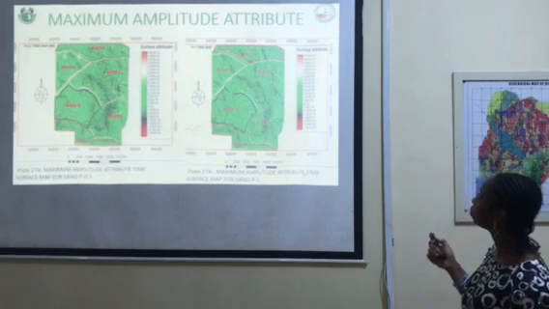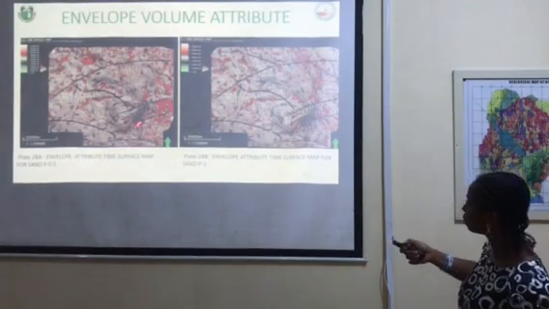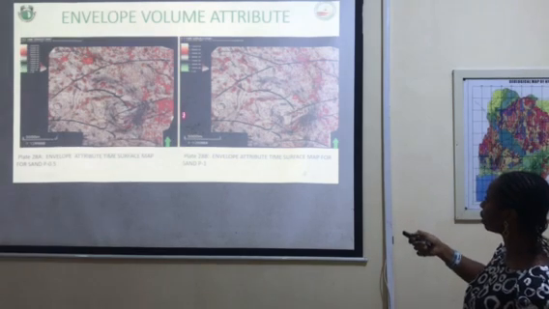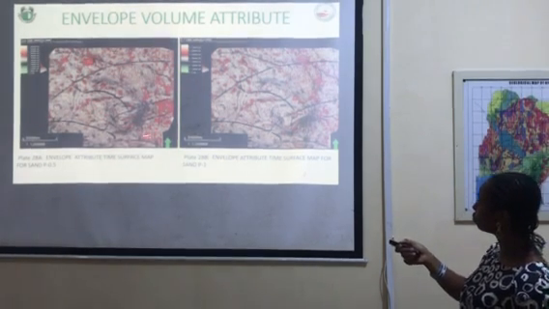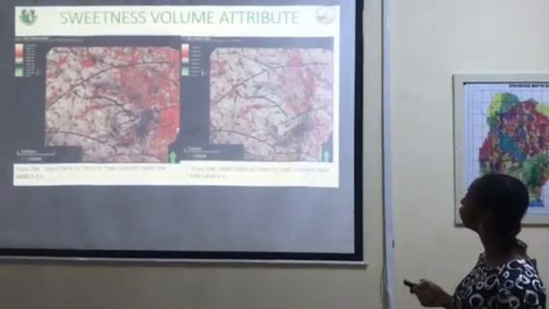This is our maximum amplitude attributes. This is our envelope volume attributes. And as you can see, it's showing us that there are actually bright spots away from the producing zone, which happens to be in block B. These are sweetness volume attributes.